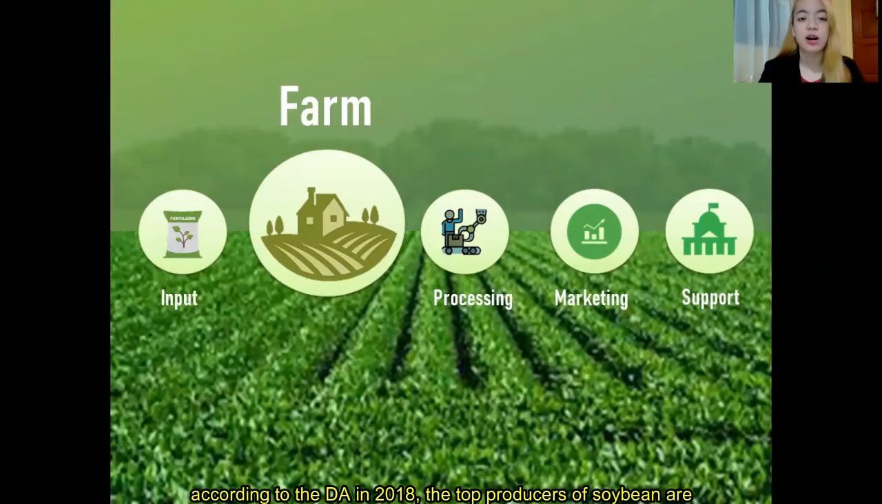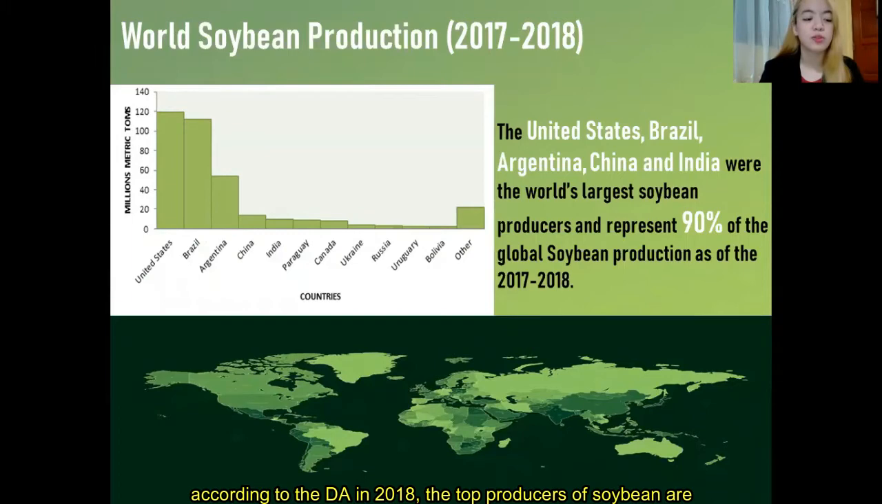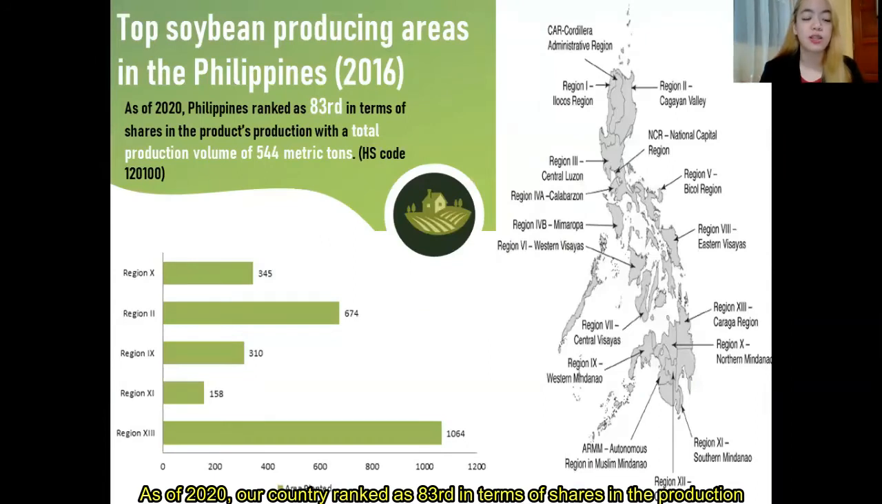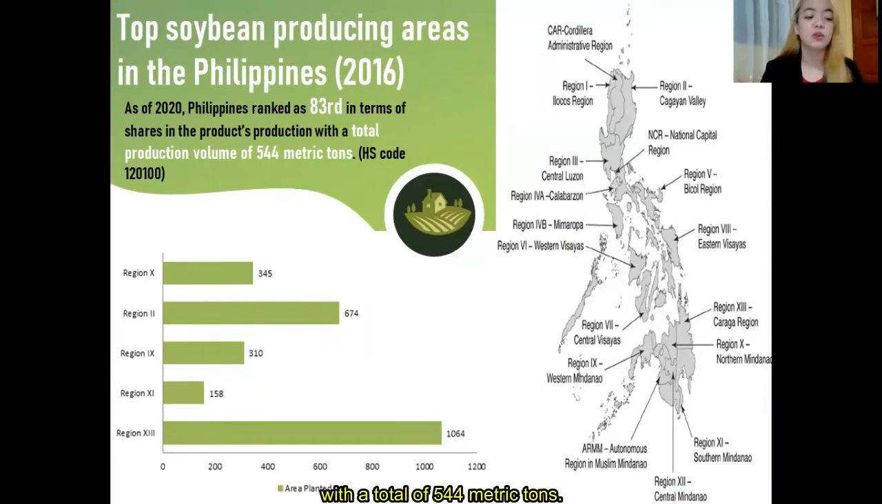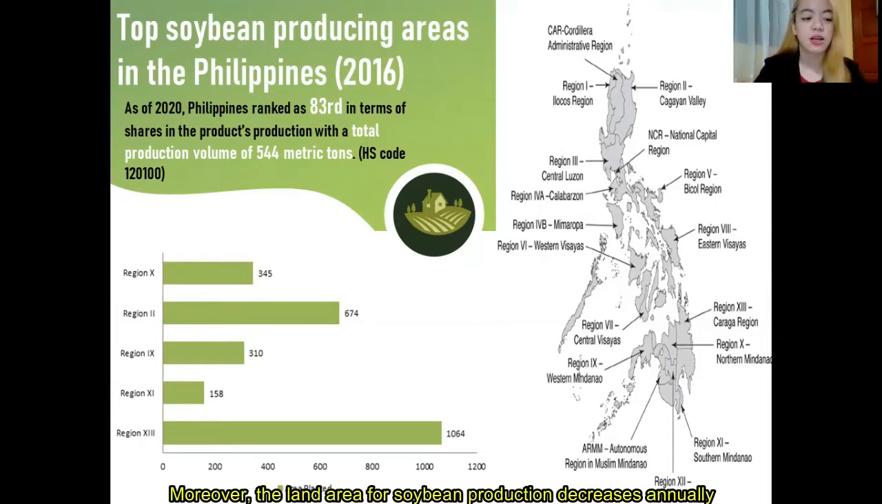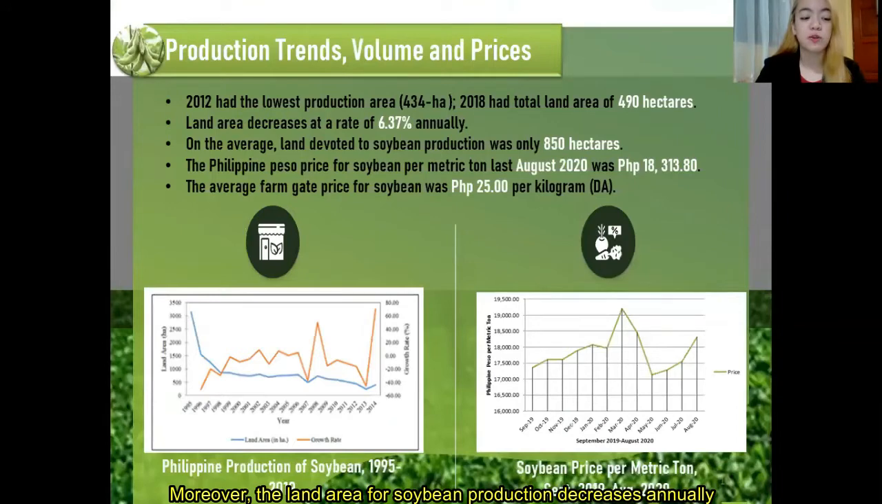Looking at the farm sector, according to the DA in 2018, producers of soybeans are the US, Brazil, Argentina, China, and India. Soybean production in the Philippines contributes minimally to the overall supply. As of 2020, our country ranked 83rd in terms of share in production with a total of 544 metric tons. The top producing area in the Philippines is Region 9 with a total area of 1,064 hectares. Moreover, the land area for soybean production decreases annually at a rate of 6.37%, and the average land area is only 850 hectares. The average farm gate price for soybean was 25 pesos per kilogram.